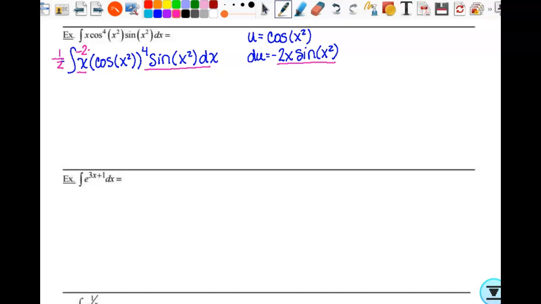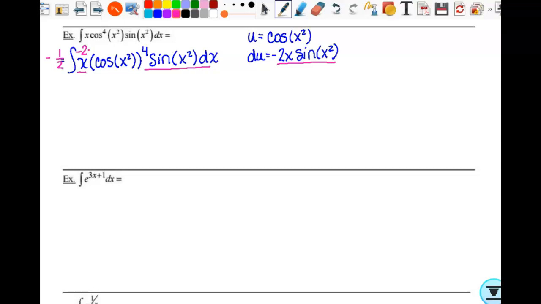Why is it negative? Because the derivative of cosine is negative sine. Right. So not only do we have to have another 2 in here, we also have to have that negative. So if I have a negative 2 on the inside, that doesn't look like a negative on the outside. I need a negative 1/2 on the outside.